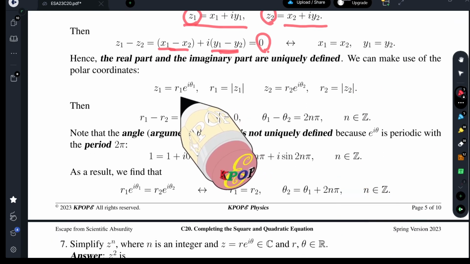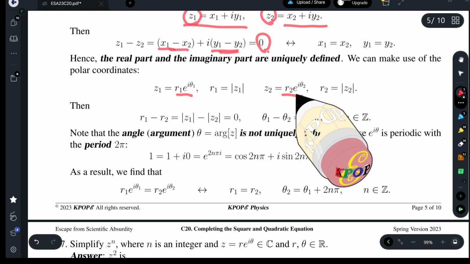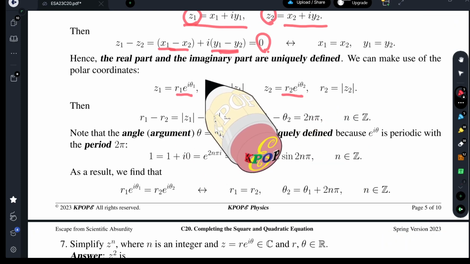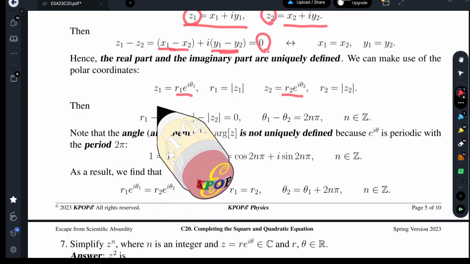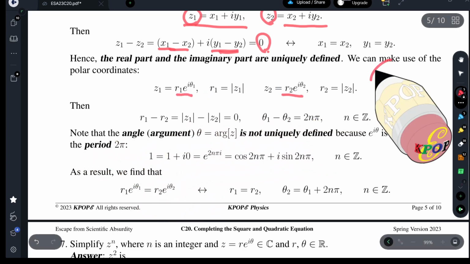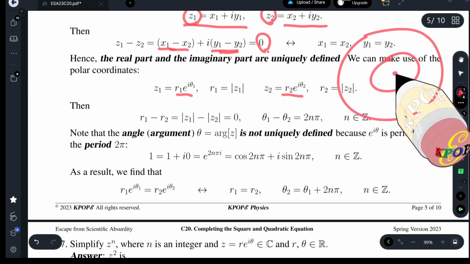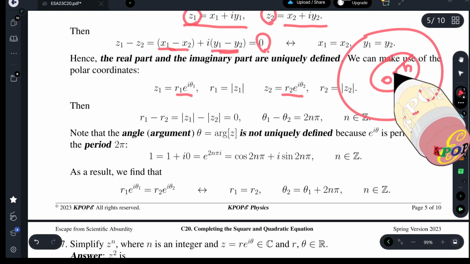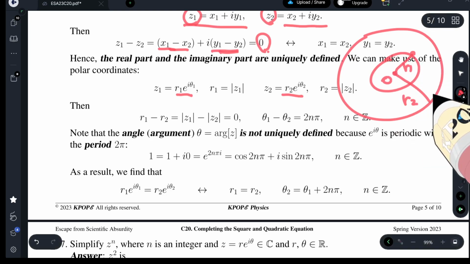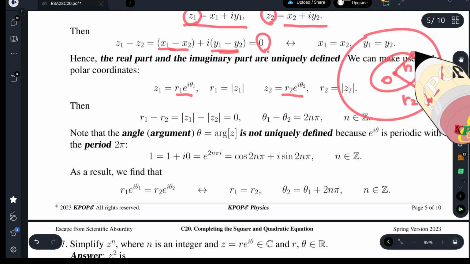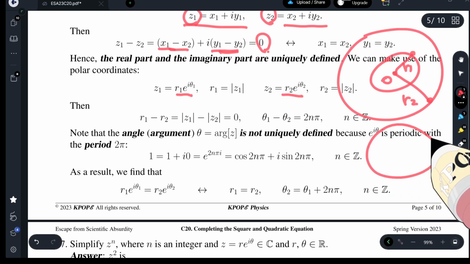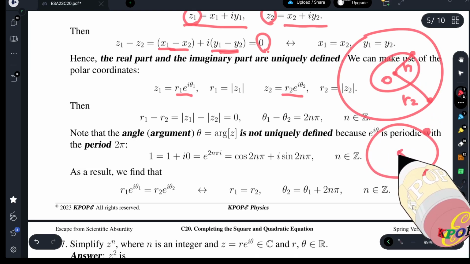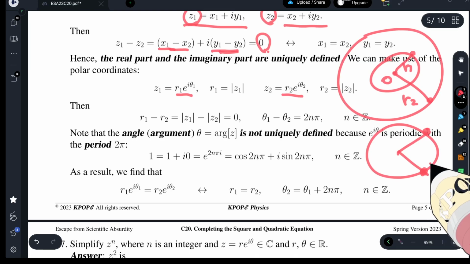However, if we make use of the polar coordinates r and theta, it is a little different. Let's see. The two numbers are the same. From the complex origin, with radius r1 and r2, these two points are the same only if the radii are the same. Okay, the two radii are the same. Then they must meet together, so the angle theta between these two must vanish.